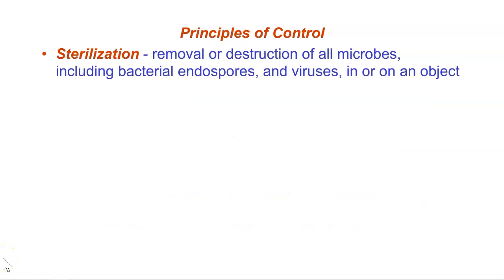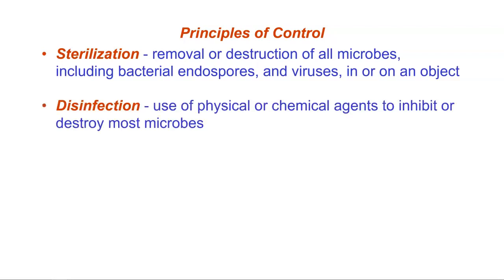We have sterilization, and sterilization says we're going to remove or destroy all microorganisms, including endospores and viruses. So when you're talking about sterilization, we mean the environment is sterile. There are no longer any kind of microorganisms. Then we have disinfection, and disinfection says we use physical or chemical agents to inhibit or destroy most microorganisms.